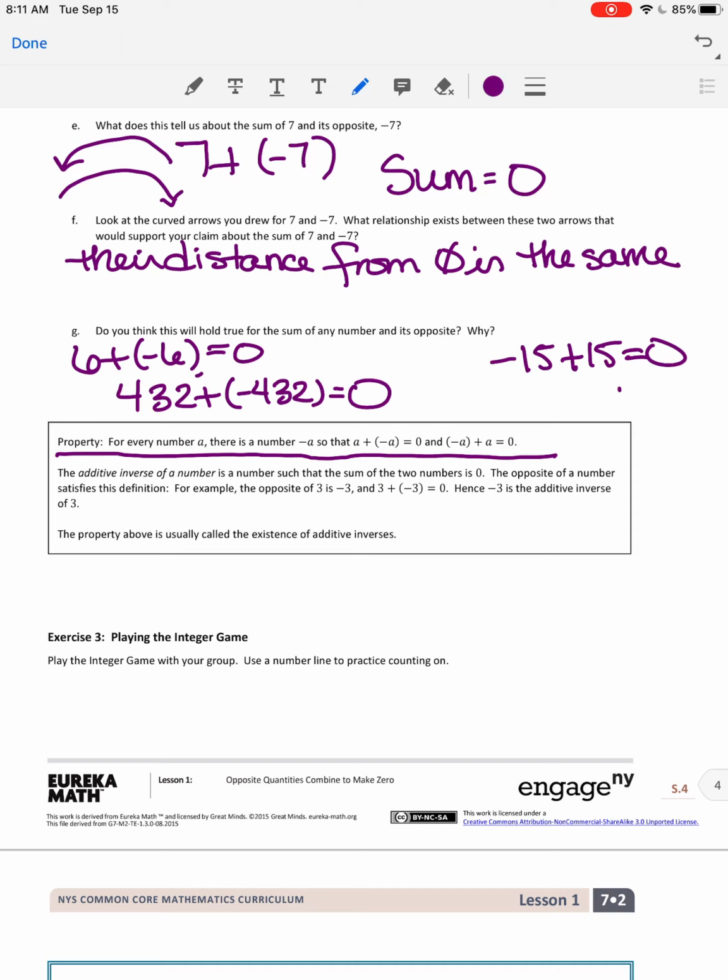Pretty easy, right? So if I have 4, the additive inverse of 4 is negative 4. Or if I have 13, the additive inverse of 13 is negative 13. And there you go, our first lesson in 7th grade math.